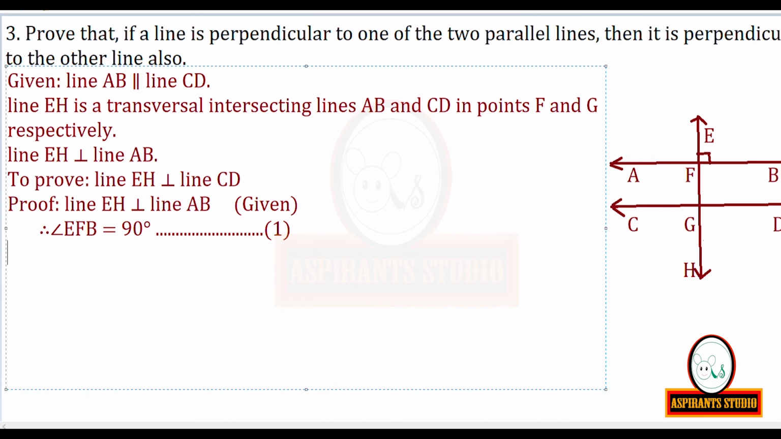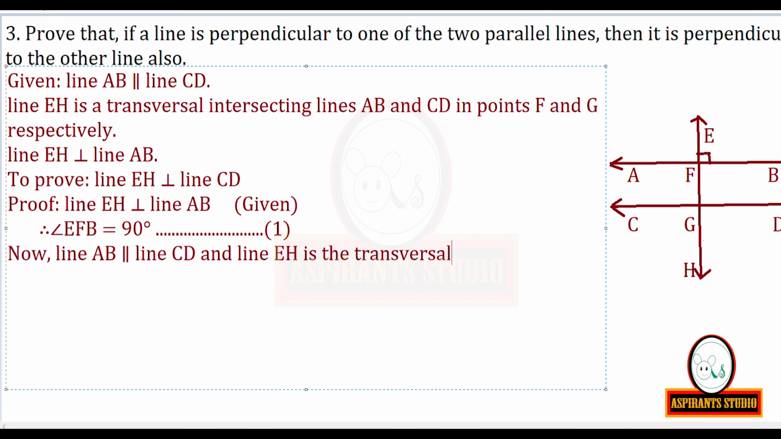Now, line AB is parallel to line CD and line EH is the transversal. Look at the figure. We have the corresponding angles, angle EFB and angle FGD. So angle EFB is congruent to angle FGD. You write the reason as corresponding angles. When the angles are congruent, their measures are equal. So we can write the measure of angle EFB is equal to the measure of angle FGD.